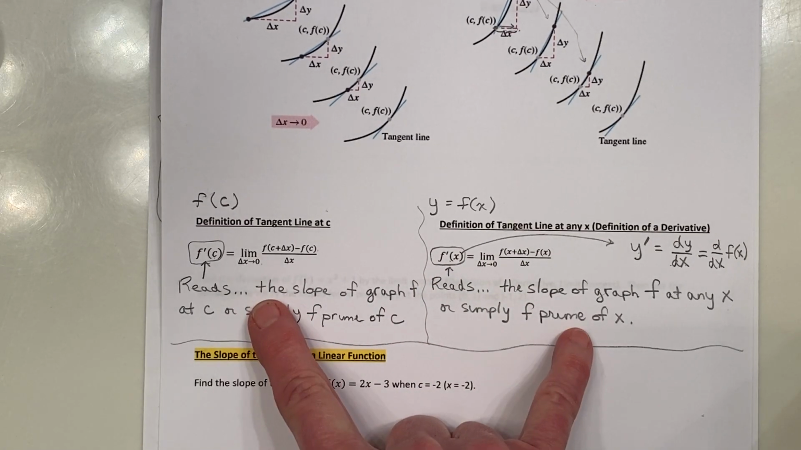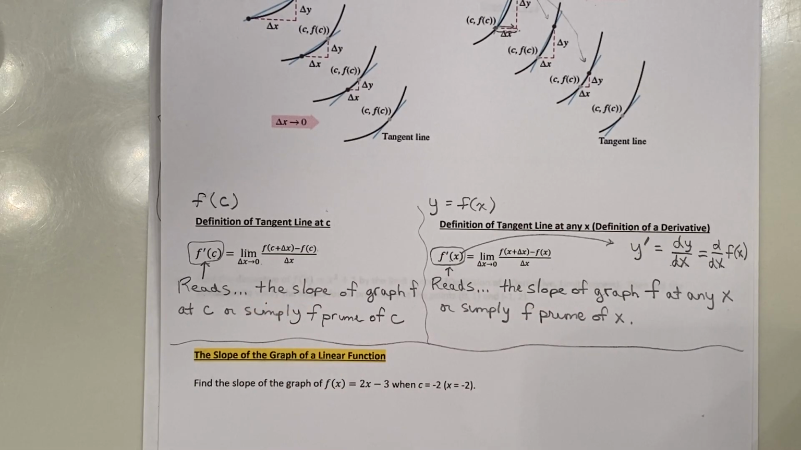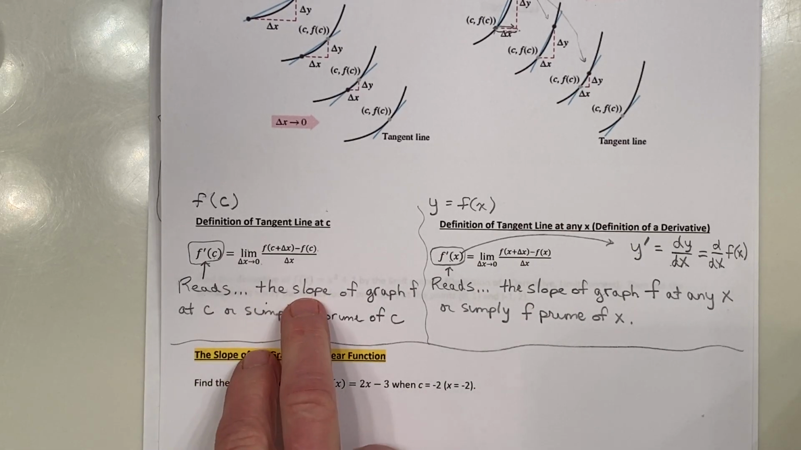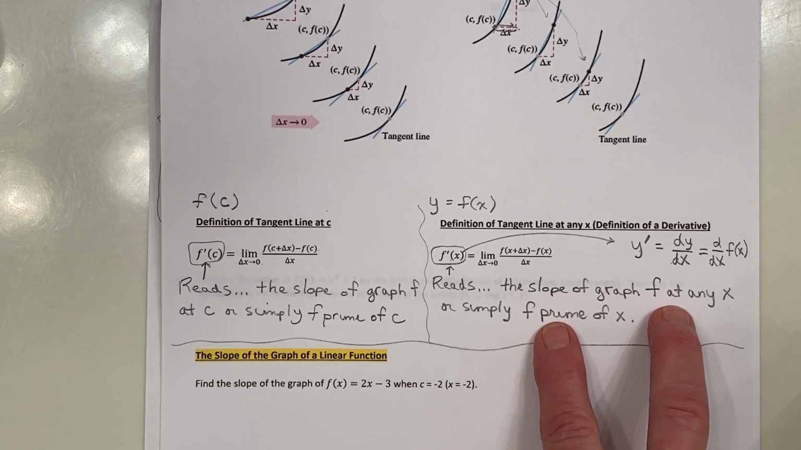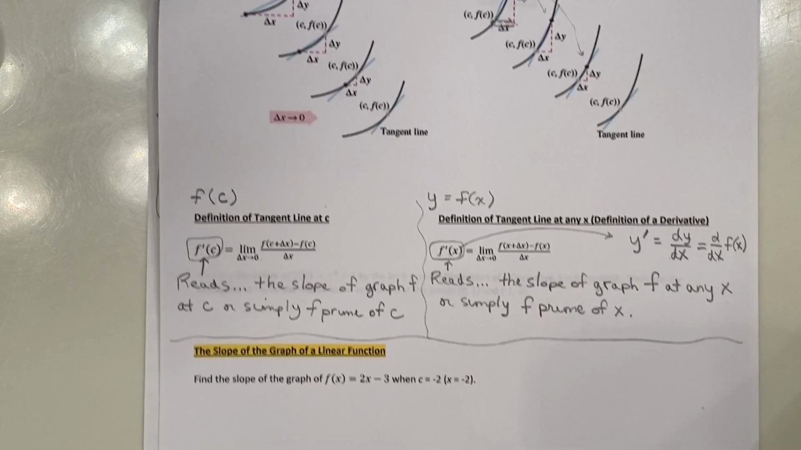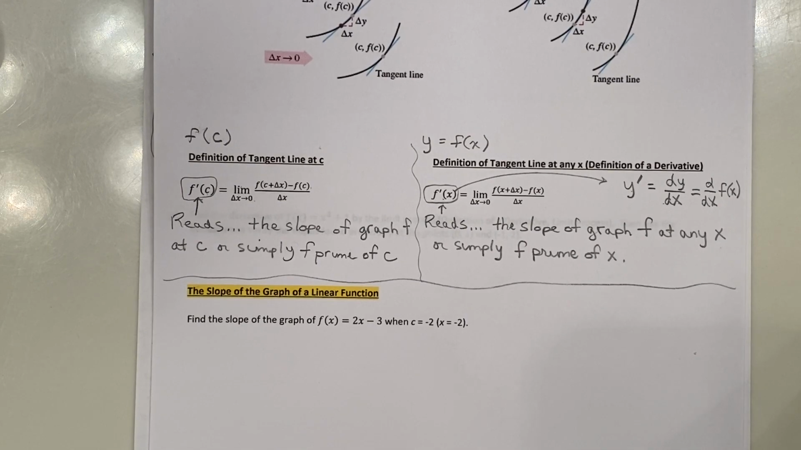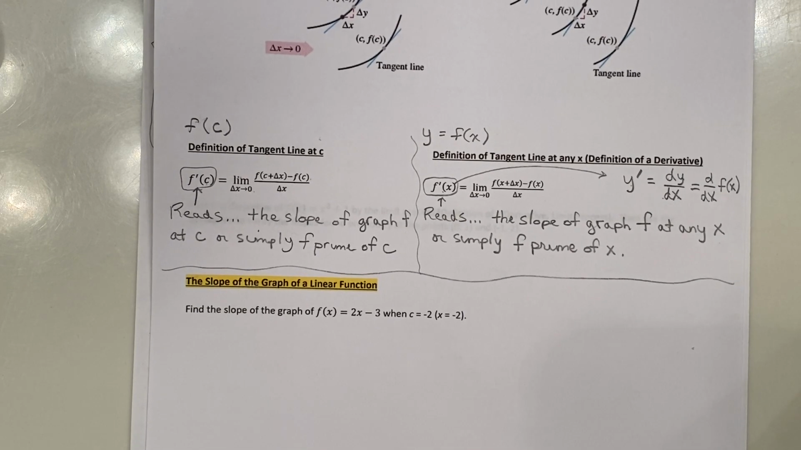So these two formulas will allow us to find the slope of the graph. This will often be a number. This will often be an equation that we can then use to find the slope at a particular x. All right, so let's practice.